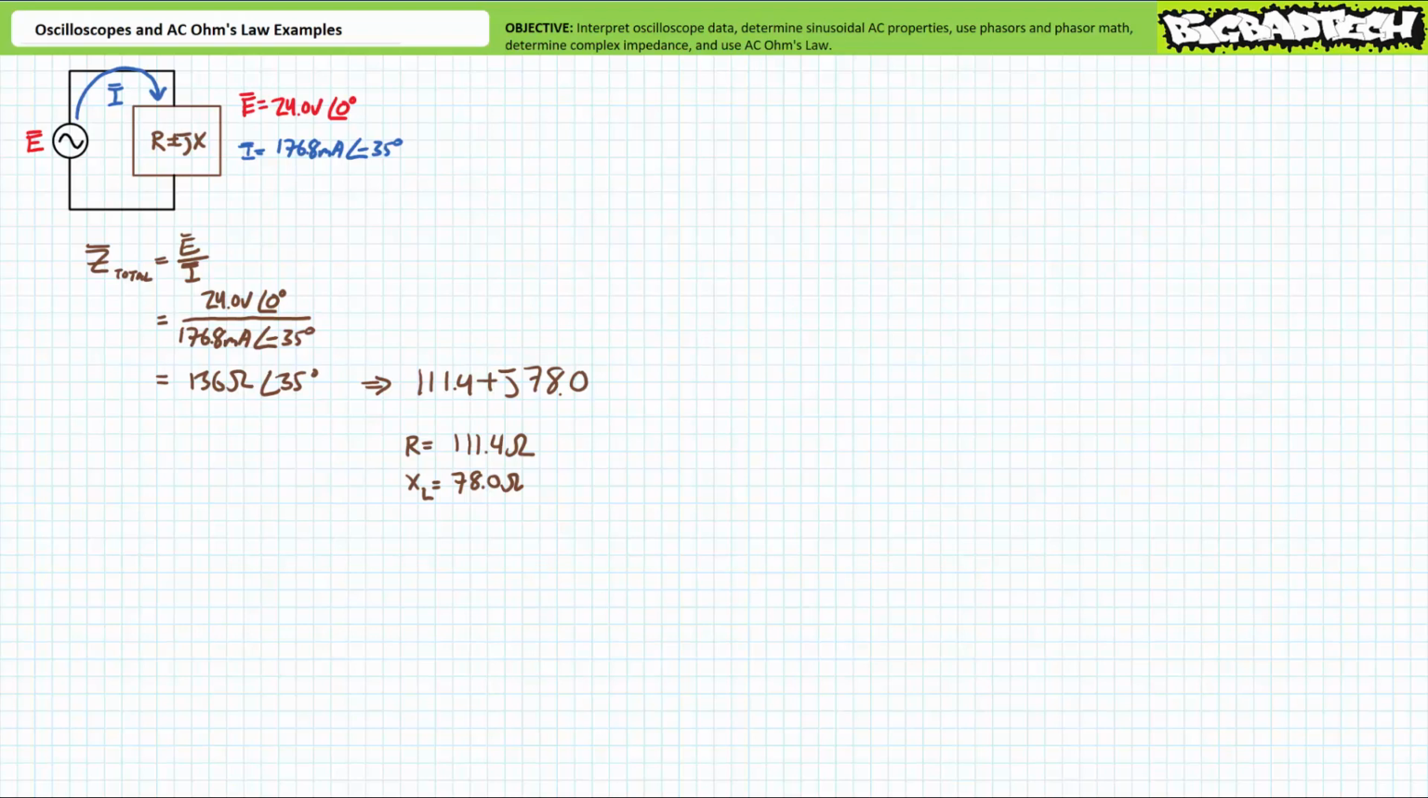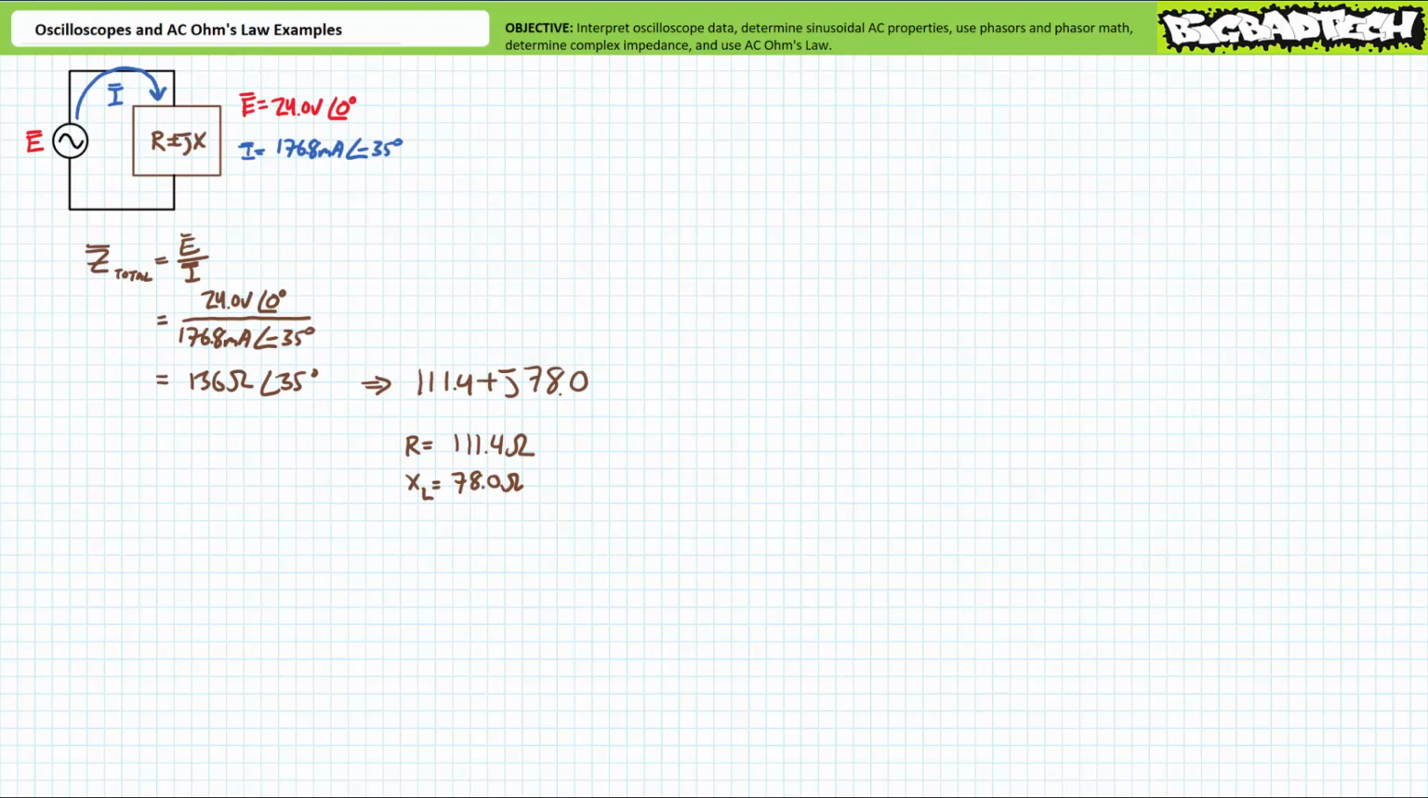Why is this an inductor and not a capacitor? Because current in this example is lagging voltage. That is a dead giveaway. Current lags voltage for inductive elements. Additionally, total impedance in phasor format has a positive angle, and a rectangular format has a positive imaginary component. This is a clear indicator that the unknown reactive component is inductive in nature.